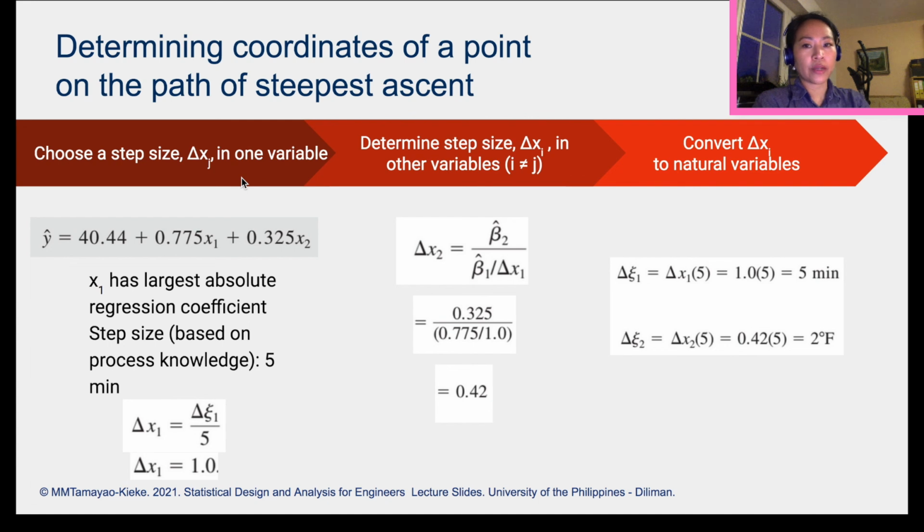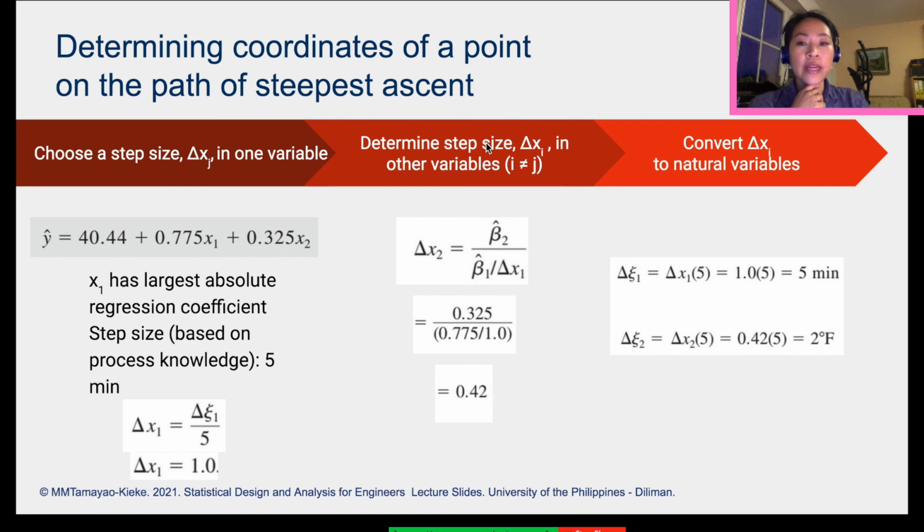So let's go back to the example on the chemical process yield using the first fitted model, which is y hat equals 40.44 plus 0.775x1 plus 0.325x2. As you can see here, x1 has the largest absolute regression coefficient. Say that based on process knowledge, step size is 5 minutes. Therefore, delta x1 is equal to 5 divided by 5, which is equal to 1.